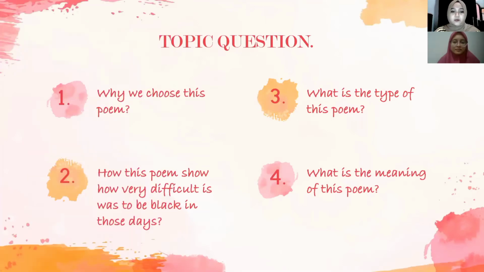Okay, we move on to the topic questions. The first topic question is why we chose this poem. The second is how this poem shows how difficult it was to be black in those days. And third is what is the type of this poem. And the last topic question is what is the meaning of this poem.